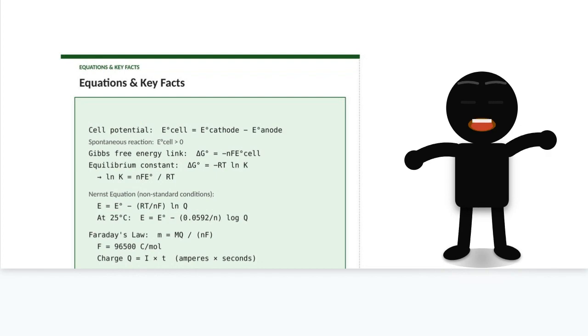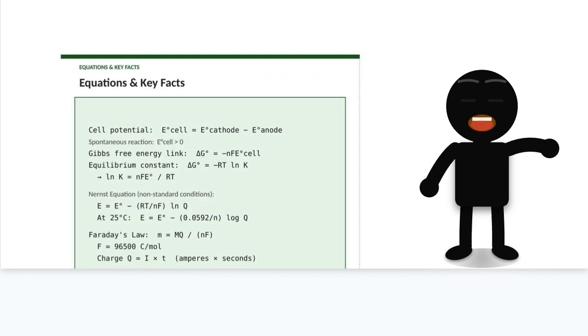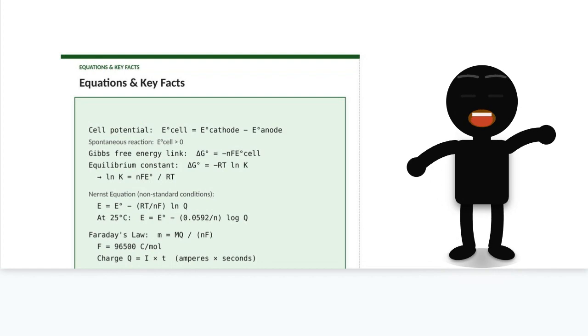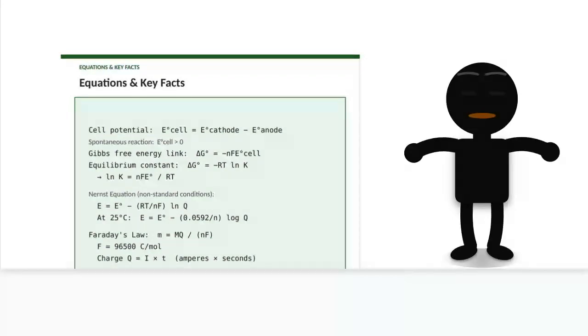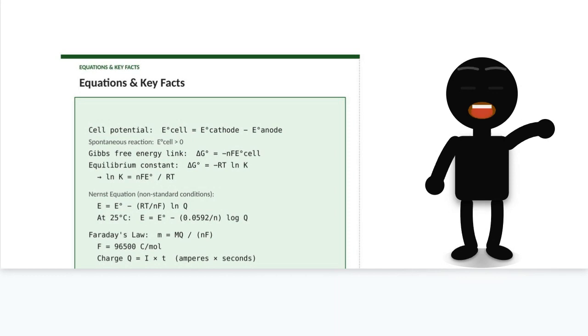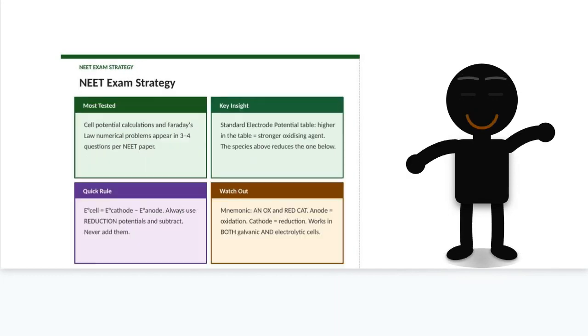The Nernst equation adjusts the cell potential for non-standard concentrations. At 25 degrees Celsius, the simplified form uses 0.0592 over N times the log of the reaction quotient. As the reaction proceeds and concentrations change, the cell potential decreases until the cell is fully discharged, when Q equals K and E equals 0. Faraday's constant is 96,500 coulombs per mole, the charge carried by 1 mole of electrons.